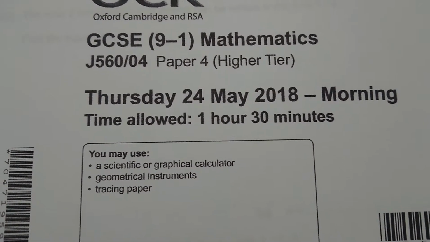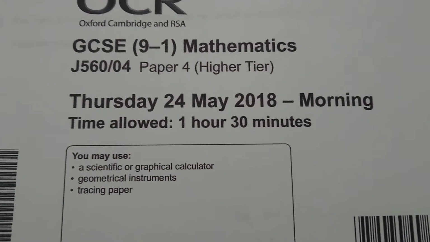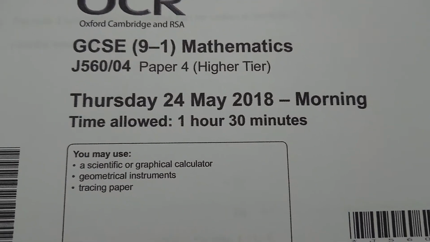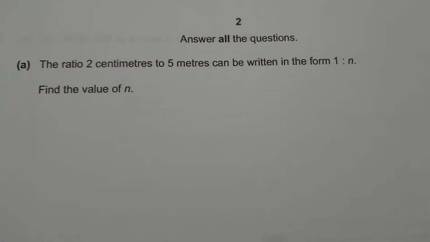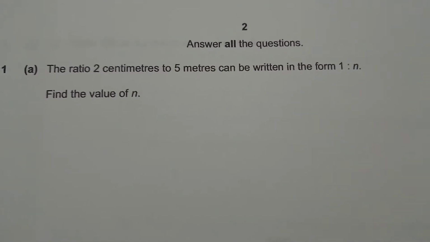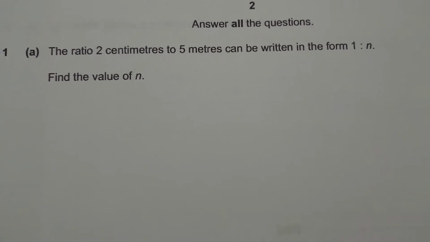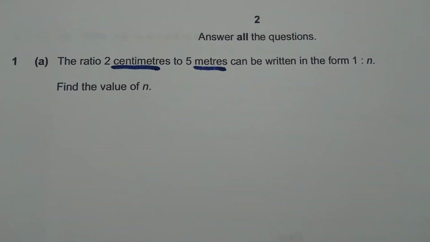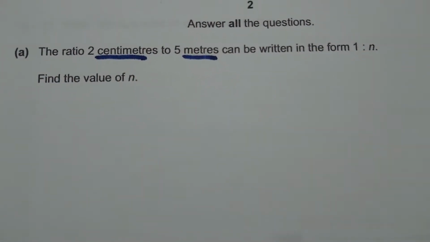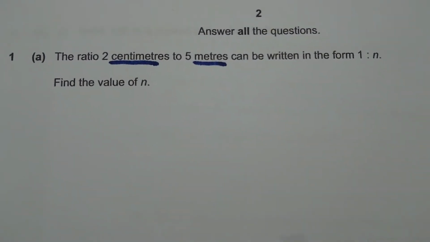So this video is going to go through questions 1 to 5 on the walk and talk exam that we did in class. So question 1 is simplifying a ratio. First thing to spot with this one is that this one here is in centimetres and this one here is in metres. So you can't have different units in a ratio.